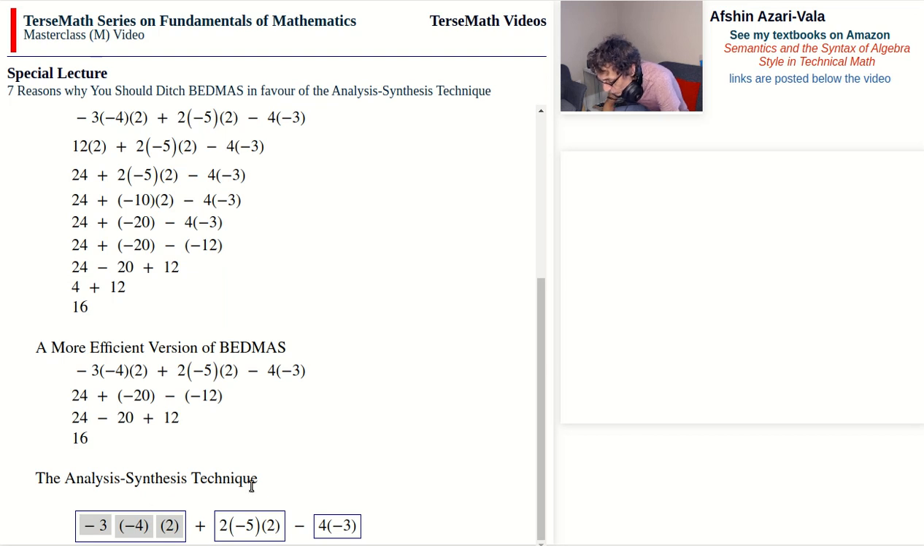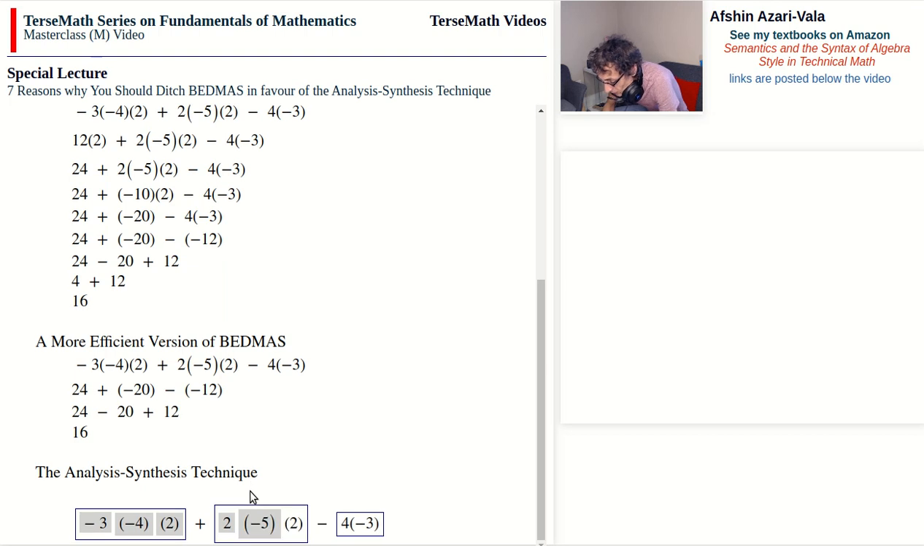Now term number 2, you may be able to tell on your own that this one also has 3 factors. The first one is 2, and the next one is -5, and the third one is 2. These are the entities within term number 2 that are being multiplied, and each one is called a factor.